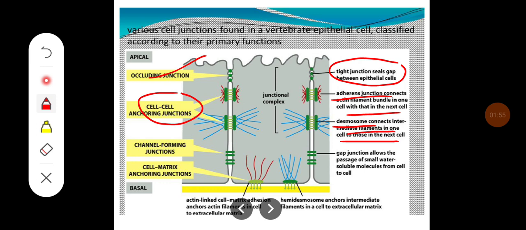Then channel forming junctions, which are nothing but the gap junctions, allow the passage of small water soluble molecules from one cell to another cell. Whereas cell matrix anchoring junctions are predominantly focal adhesion and hemidesmosomes. Hemidesmosomes anchor the intermediate filaments in the cell to the extracellular matrix, whereas focal adhesions are actin linked cell matrix adhesion anchors, and they make use of actin filaments in cell adhesion to the extracellular matrix.